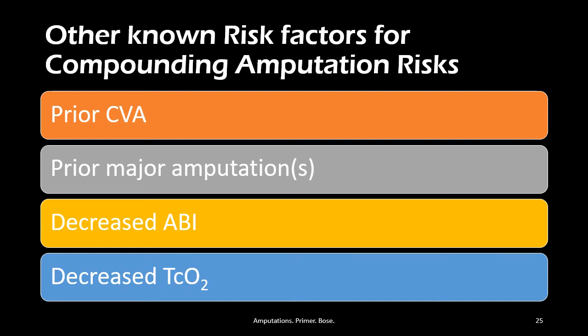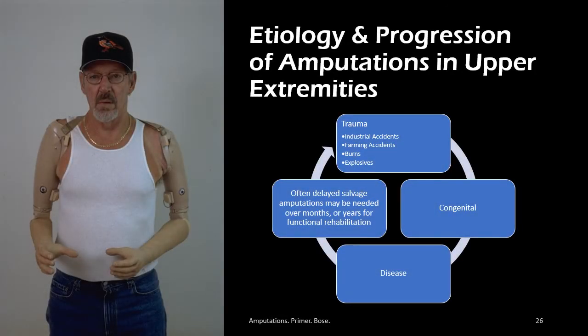CVA, a prior major amputation can be a cause for amputation. In upper extremity, the primary cause of amputations is trauma. Many different types of trauma, but trauma. It can be congenital, it can be disease related. The problem is that initially the attempt is made heroically to try to save the limb, which is called salvage surgeries. And these salvage surgeries can continue for years, and eventually it will lead to amputations.